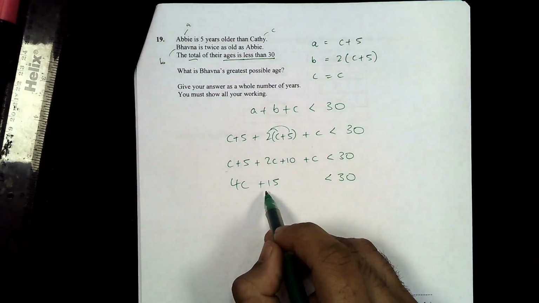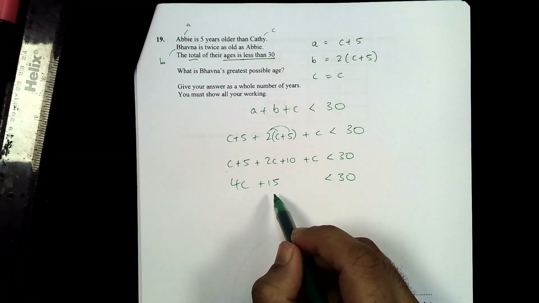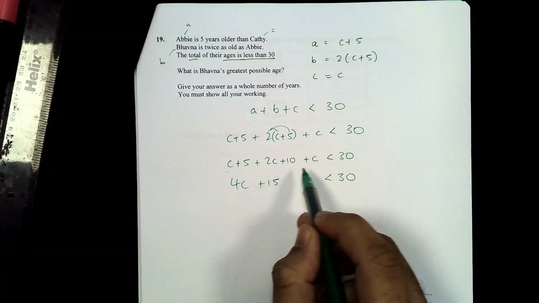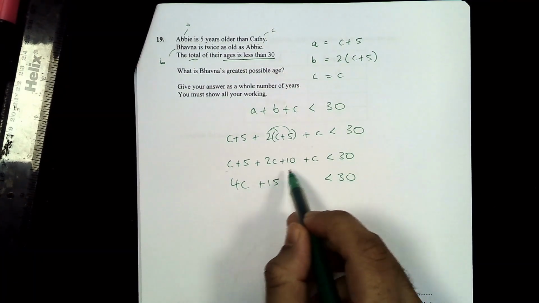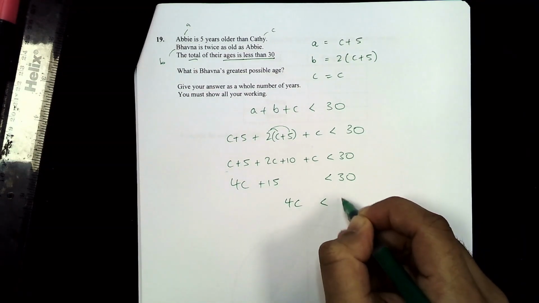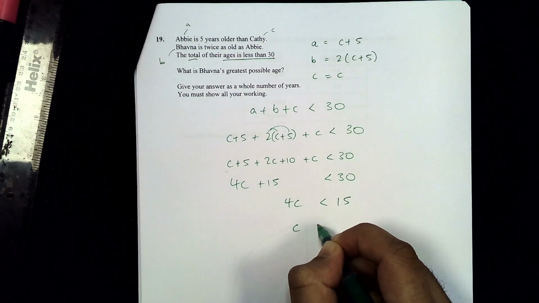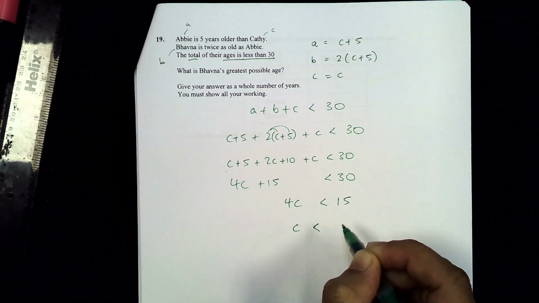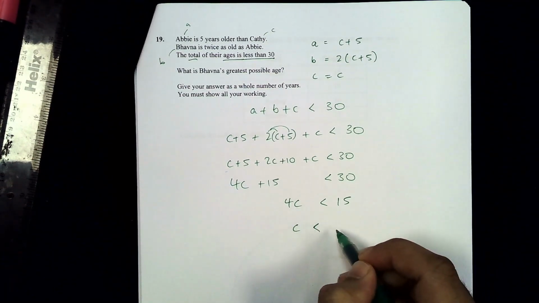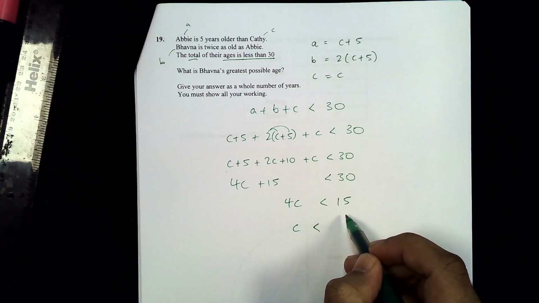Now let's work out what the oldest that Bhavna could possibly be. So let's work out C. So take away 15 both sides. That gives me 4C is less than 15. Divide by 4 both sides. C is less than 15 divided by 4. Well, half of 15 is 7.5.